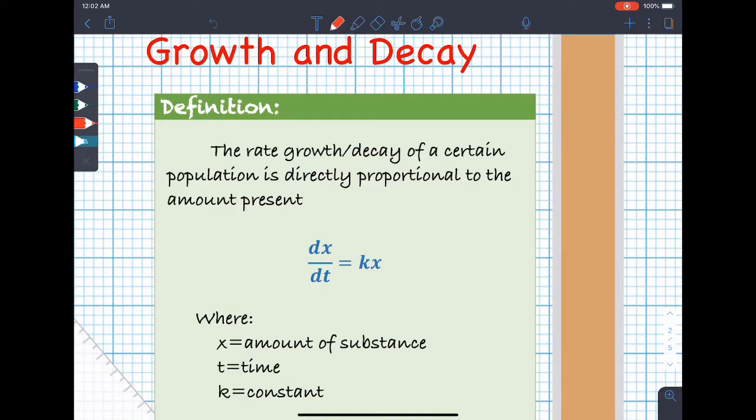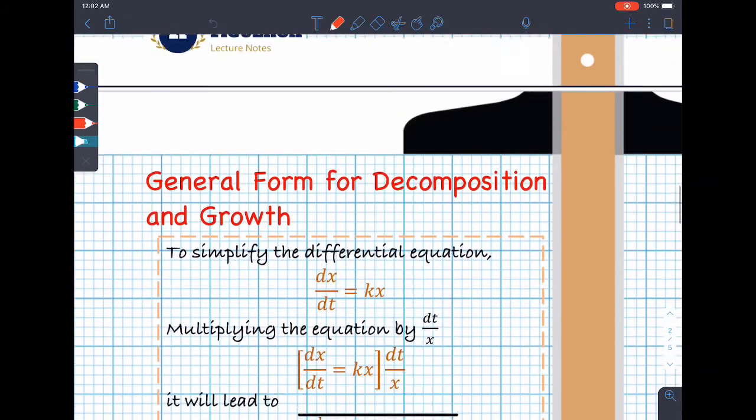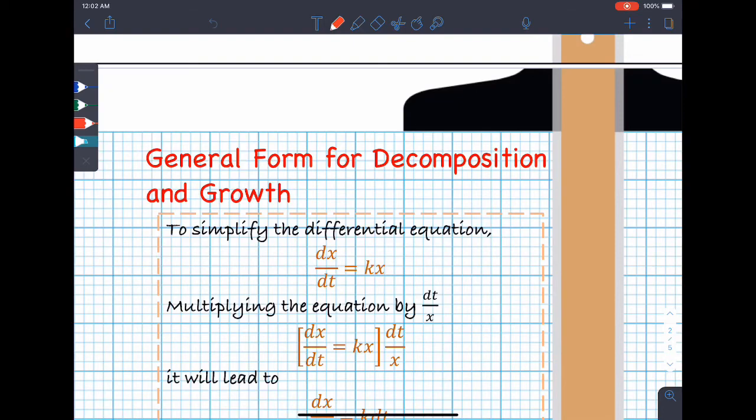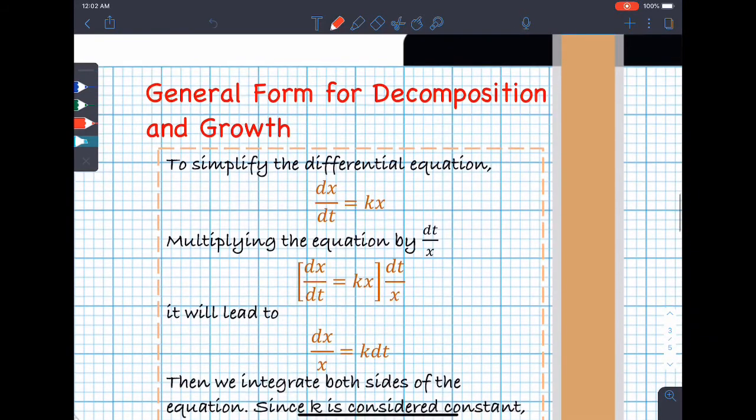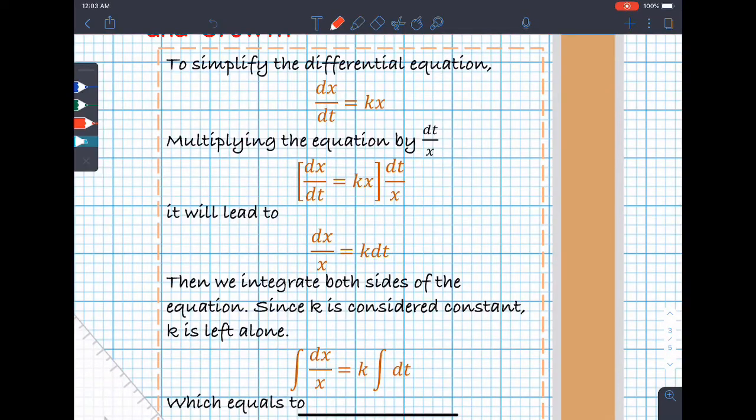Since we have the differential equation, we could solve this using a separable equation. We could multiply everything by dt over x, which would yield dx over x, and that will be equal to k dt.